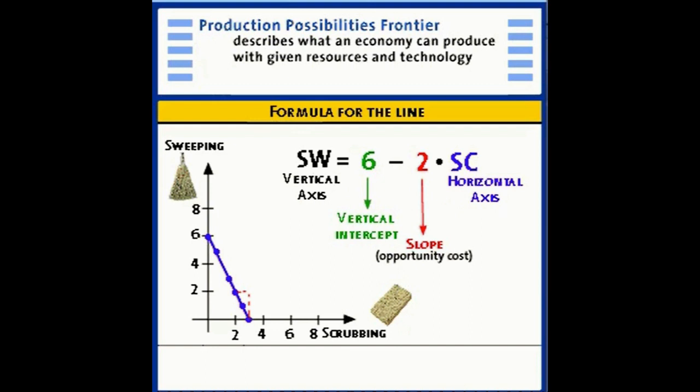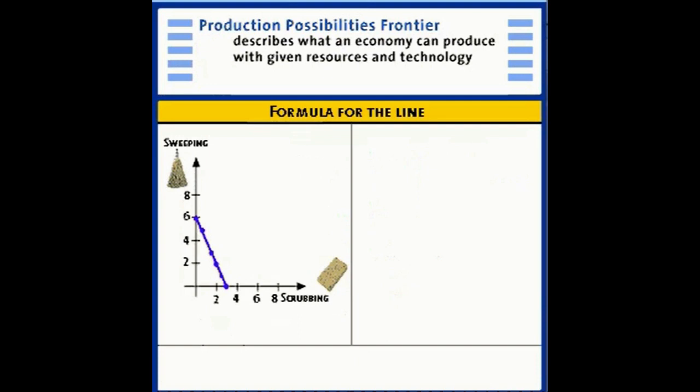Well, it seems kind of arbitrary that we've put sweeping on the vertical axis and scrubbing on the horizontal axis. And it is, in fact, quite arbitrary. We could have just as easily put scrubbing on the vertical axis and sweeping on the horizontal. I'd like to make that point clear now by taking the production possibilities frontier and showing you how to convert it into the other way of expressing things, with scrubbing up top and sweeping on the horizontal. Here's what I'm going to do. I'm going to put this line in for my production possibility frontier, and I'm going to secure it with tape.